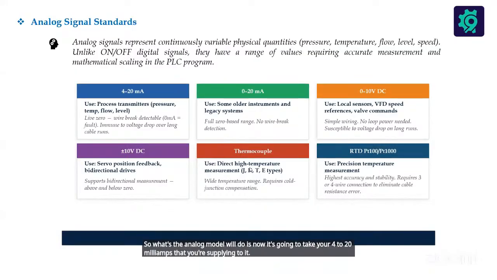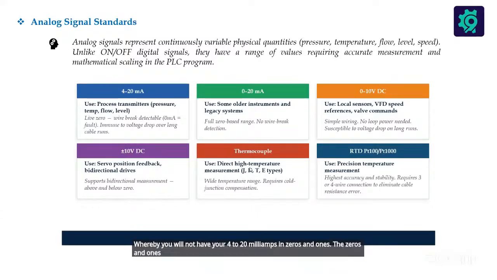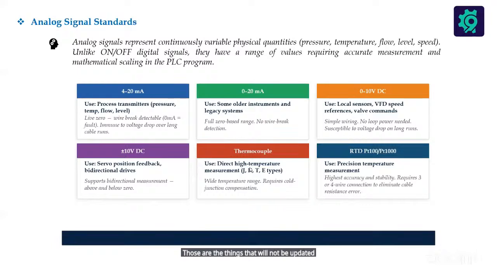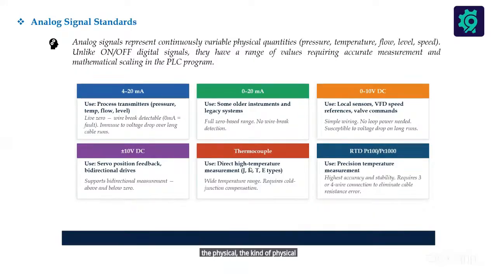It's now going to convert it into digital form, whereby you will now have your 4 to 20 milliamps in zeros and ones. Those zeros and ones are now what will be sent into the PLC. Those are the things that will be updated in the process input image of the PLC. And then you as a programmer will need to do scaling. You are going to scale those values into the kind of physical quantities that you have.